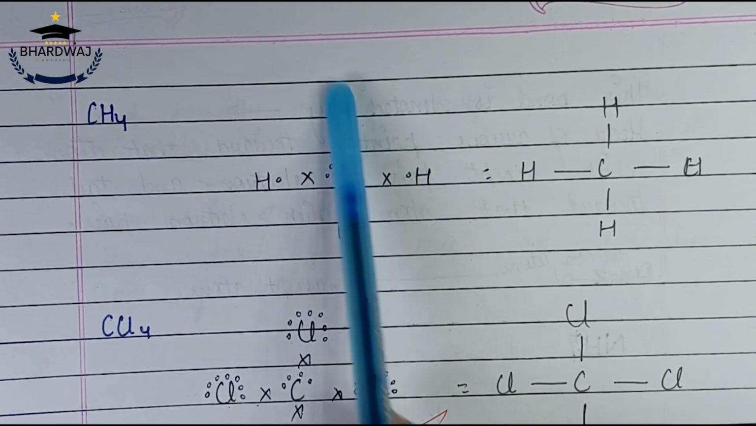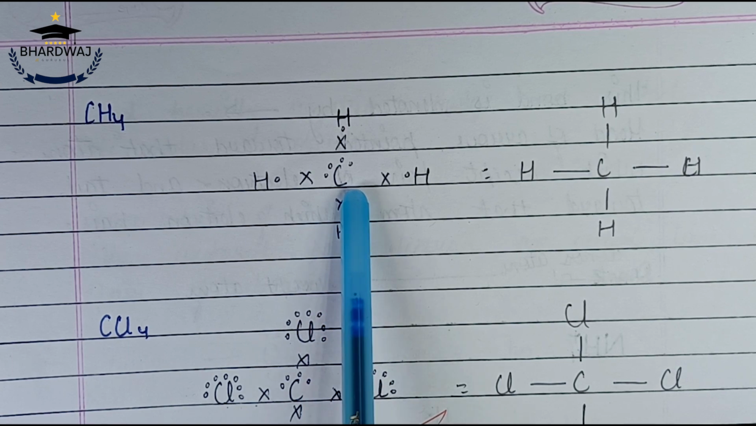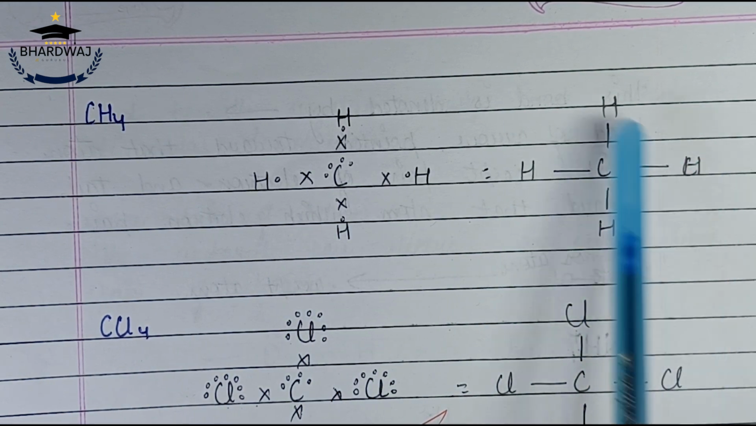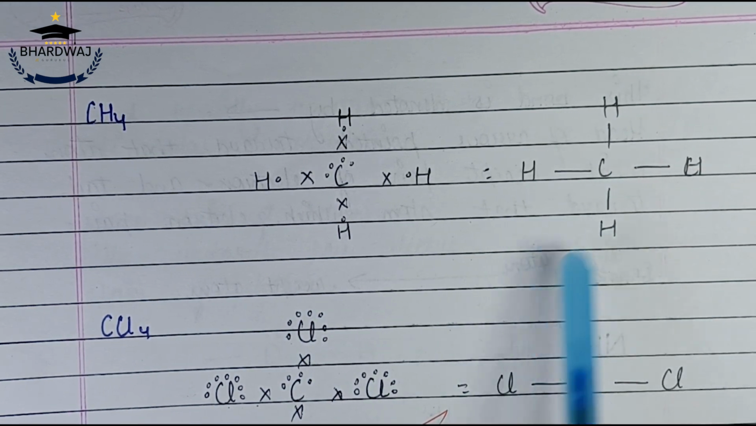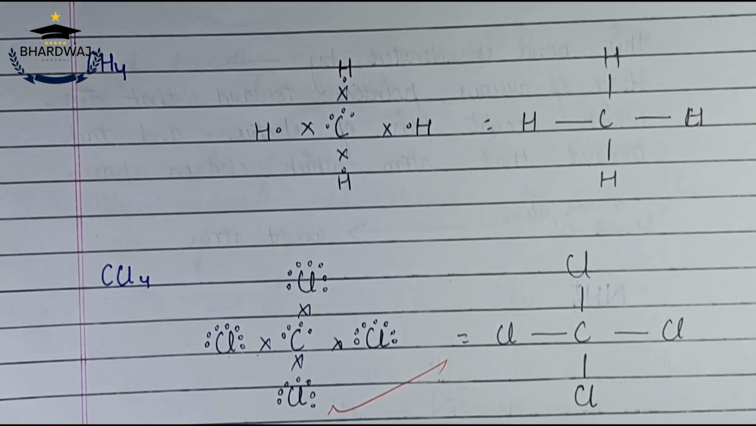So 4 hydrogen atoms are there and carbon has 4 electrons in its valence shell, so it will share all of them with the hydrogen, and this is the structure of CH4. CCl4, again there are 4 chlorine atoms and 4 electrons are present in the valence shell of carbon, so the structure will look like this.